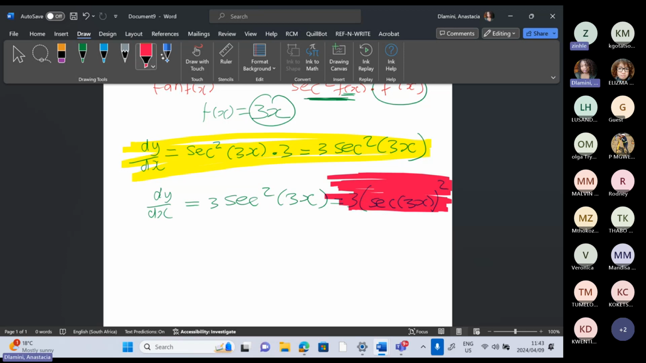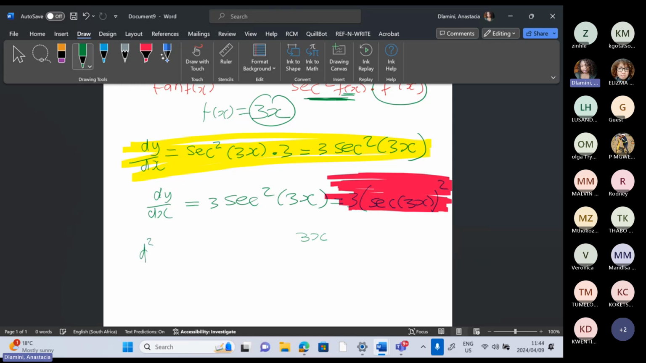Now the chain rule, which one is the inside function? Which one is the outside function in this case? Give me the inside answer. Inside is 3x. Yes. Since you say inside is 3x, differentiate this function for me.